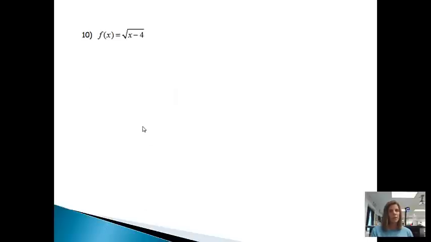All right, this example, I think I will save for working in class. So we'll just save this and do it in class. So hopefully now you have a good idea of how to find the derivative using the definition of derivative.